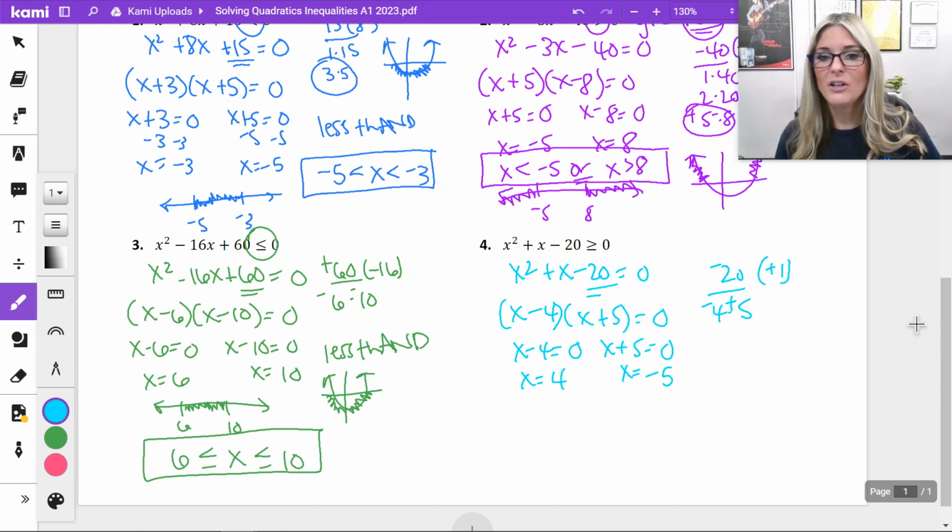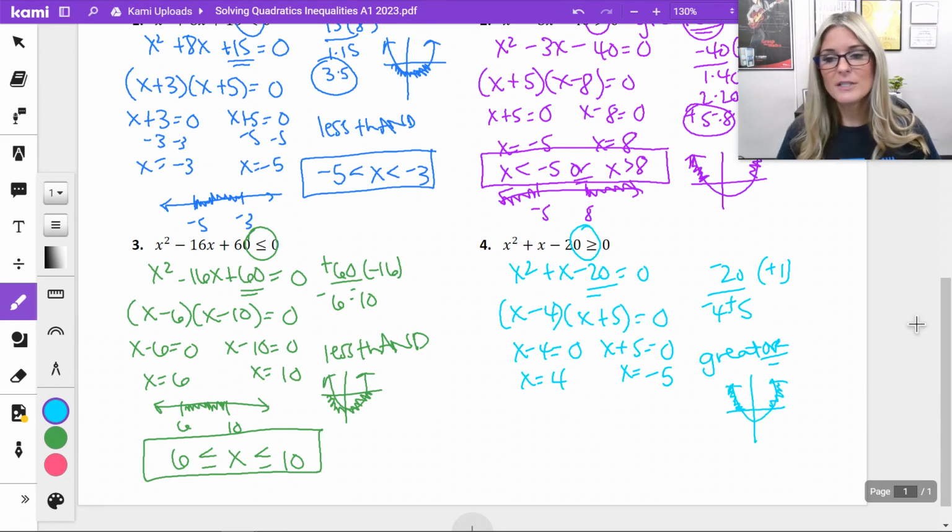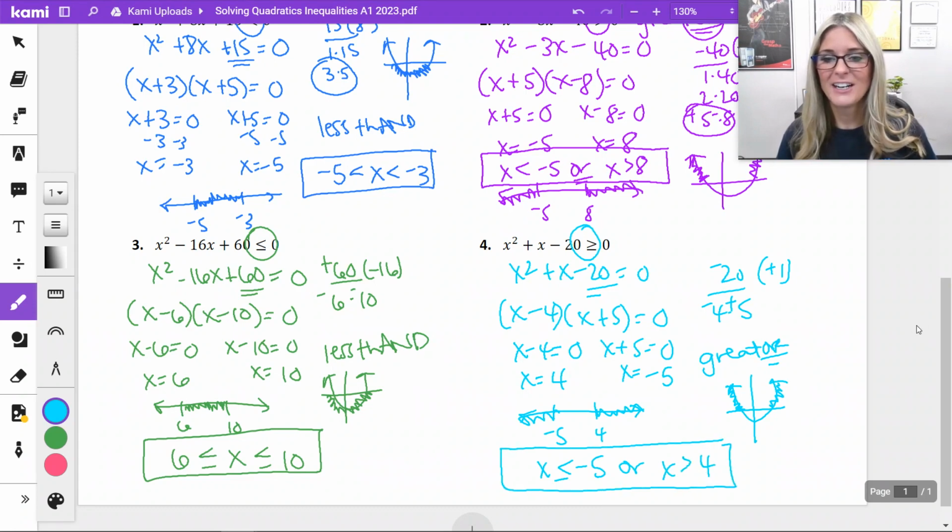Let's see, our original inequality symbol was greater or equal. So we should have an or compound inequality here. We're talking about where is the parabola above or greater than 0. So there's going to be two segments, again, combined with that word or. Considering our number line, we have a negative 5 and a positive 4. Oars on a boat, they should be shading opposite directions. So we have x is less than or equal to negative 5, or the other segment, x is greater than positive 4. There's your final answer, solving this quadratic inequality.